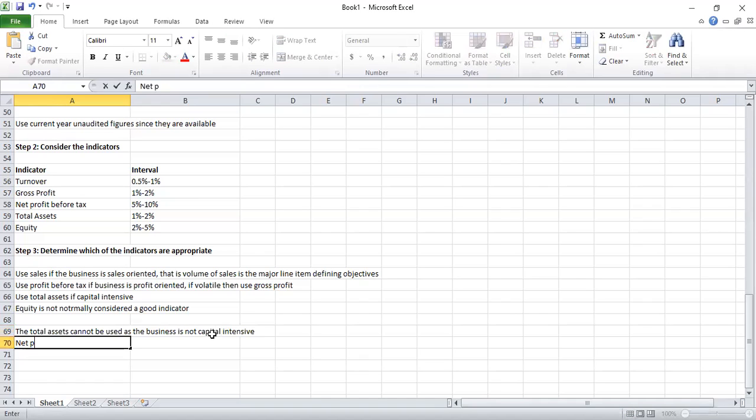Net profit is not available. So the capital assets, they are not available, but even if they were available, we're not going to use them. Gross profit not available also. But from the information given, if they were available, there's nothing that was going to stop us to use the gross profit. So the three things that we could use in this particular question are turnover, gross profit, or net profit. We could use those three.